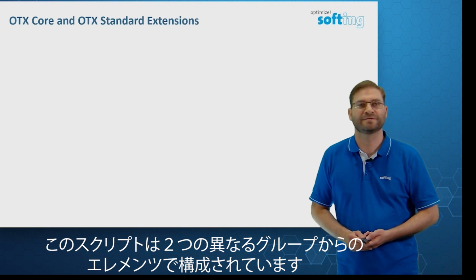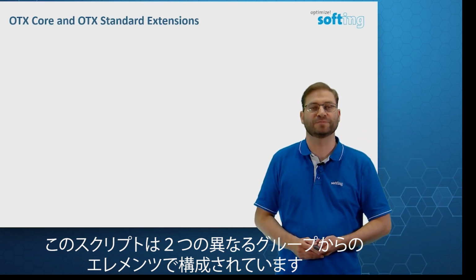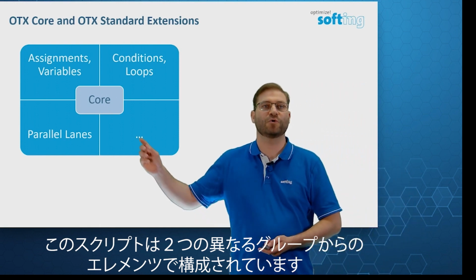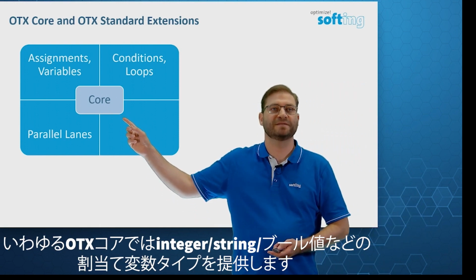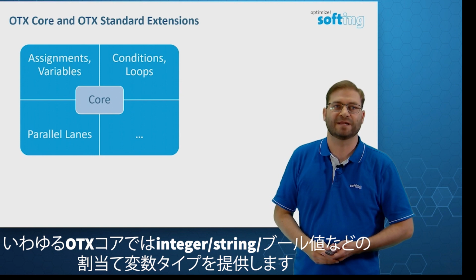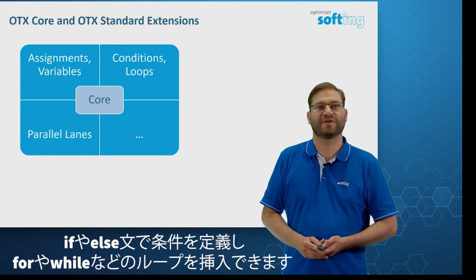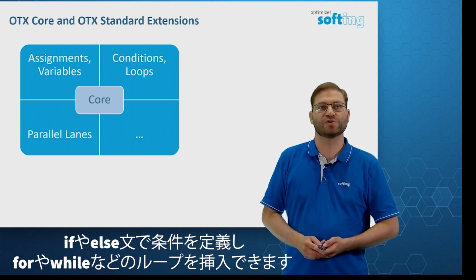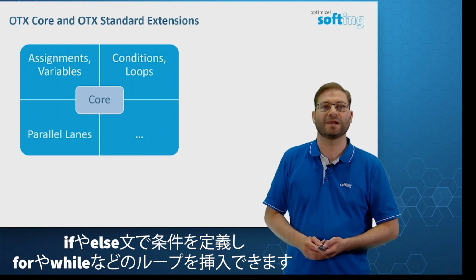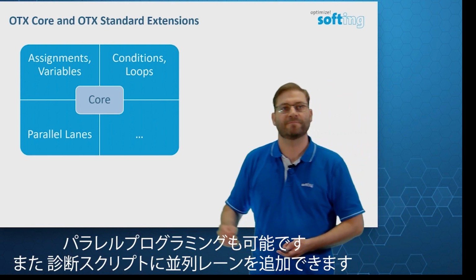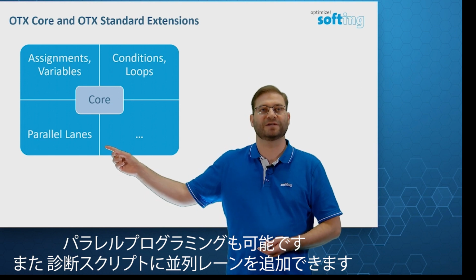The scripts consist of elements coming from two different groups. The so-called OTX core provides assignments, variable types like integer, string or boolean. We can define conditions with if-else statements. We can insert loops like for and while. And even parallel programming is possible. We can add parallel lanes to our diagnostic script.